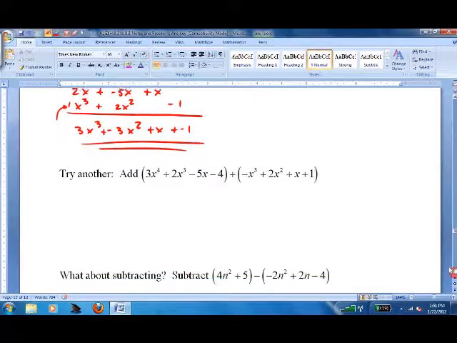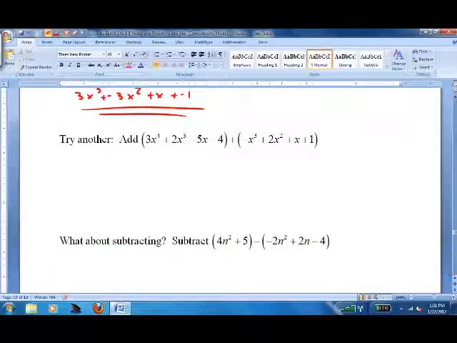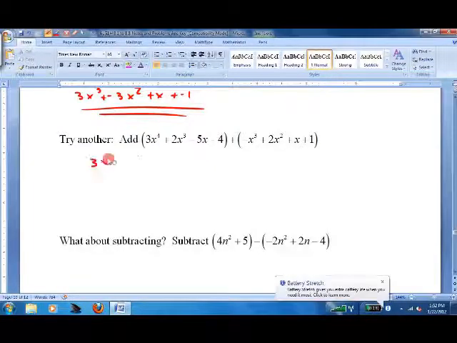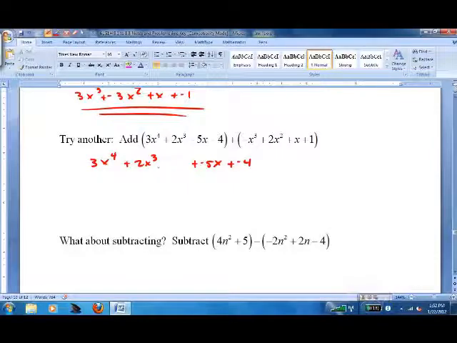So how do we subtract? Well, wait, my bad. Here's another problem. Try it on your own. Pause the tape if you want. Notice I left a gap because there's no x squared value.